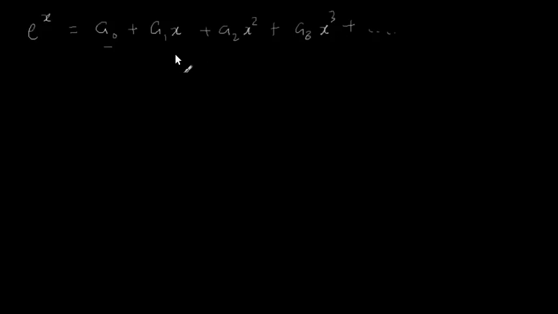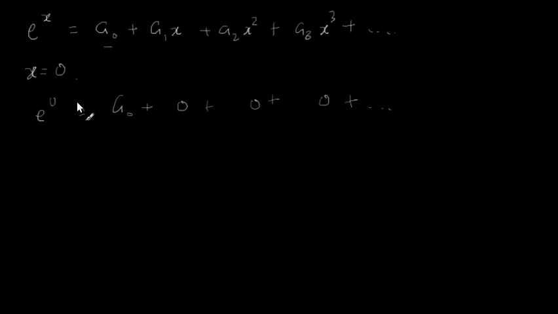Now, what if I set x to 0? If I let x be 0, all these terms that contain x would become 0. And on the left side, I have e to the power of 0, which is 1. So if I set x to 0, I'll be left with just a0 and e to the power of 0, because all the other terms that contain x would be 0.